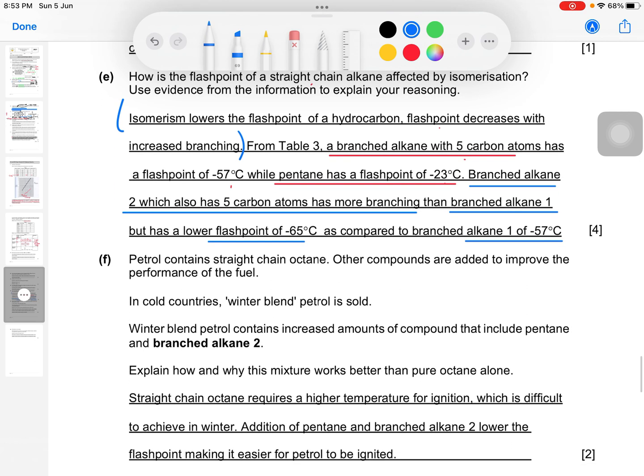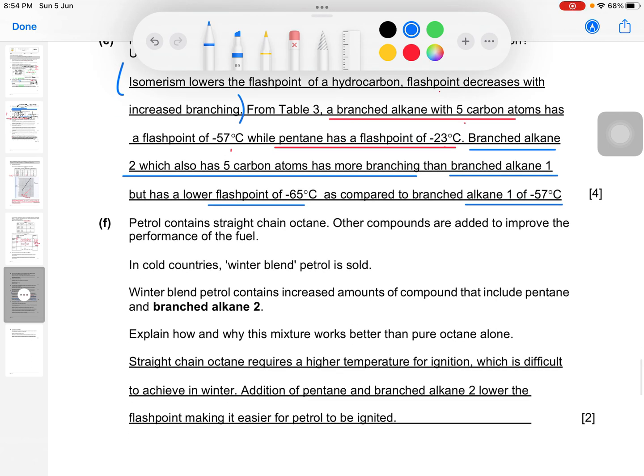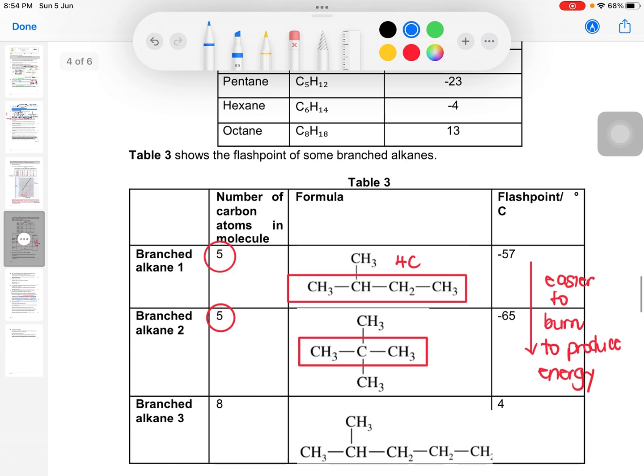Petrol contains straight chain octane. Other compounds can be added to improve the performance. In cold countries, blended petrol is used. Blended petrol contains pentane and branch alkane 2. Branch alkane 2 is the one here that has a shorter carbon chain, so it burns more easily compared to a straight chain.